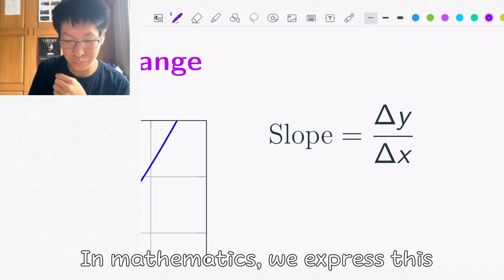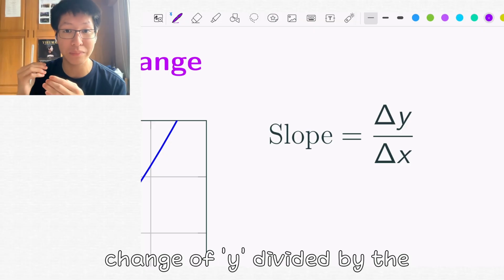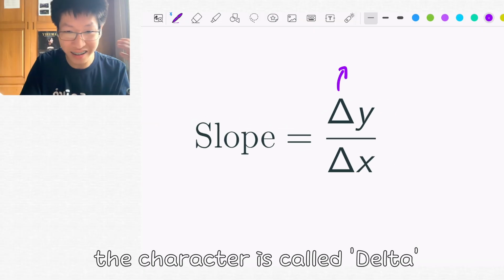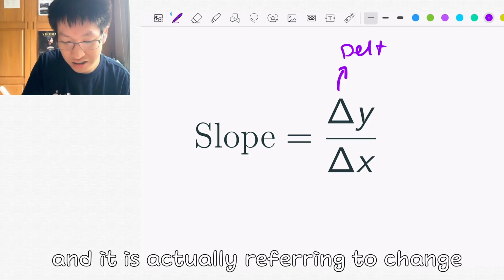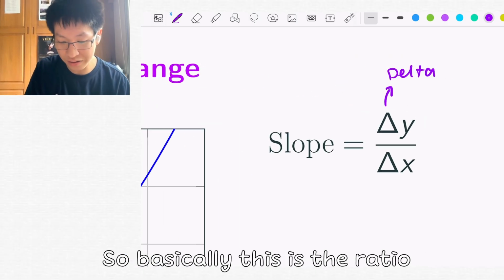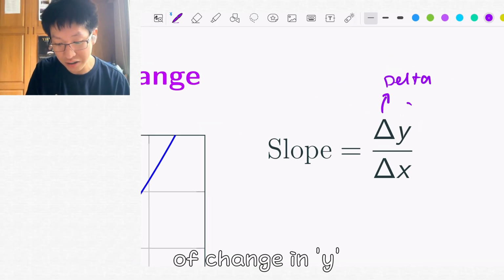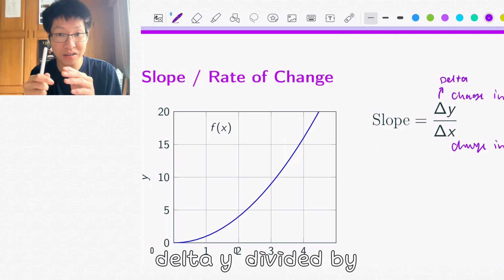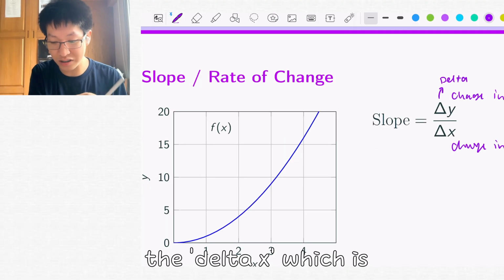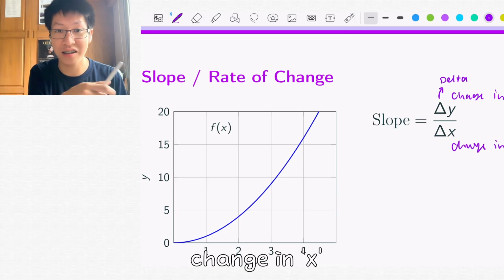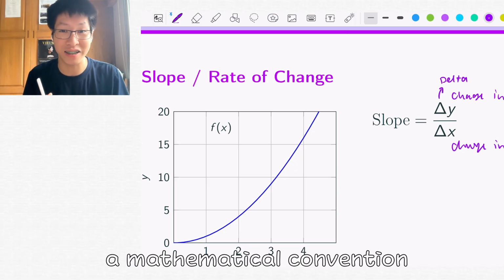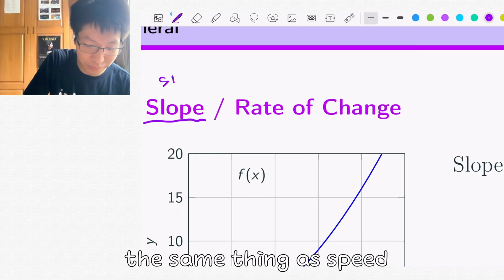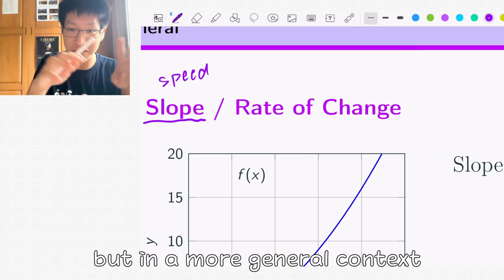In mathematics, we express this change in y divided by the change in x in this notation right here. It might look scary, but the character is called delta and it actually refers to change. So basically, this is the ratio of change in y divided by the change in x. This is written as delta y divided by delta x, which is change in y divided by change in x. This is a bit of a mathematical convention. So we have already established what slope is, right?